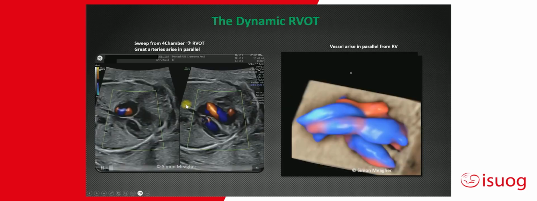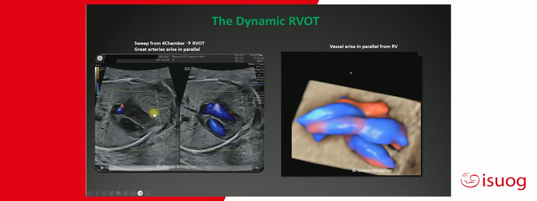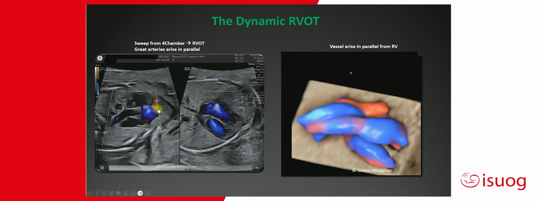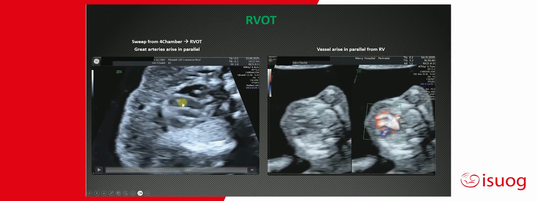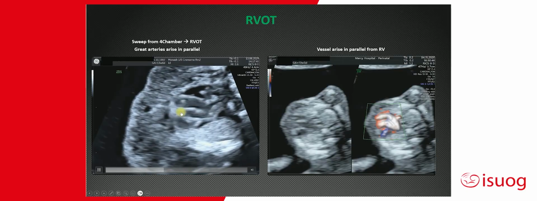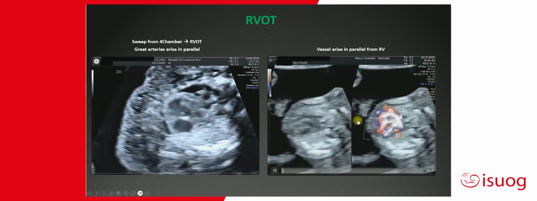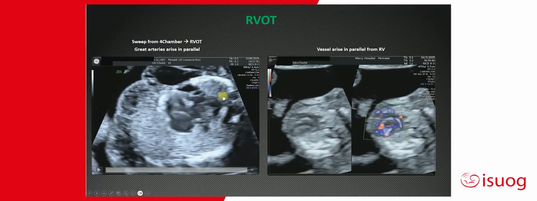In this one here, you sweep from a four-chamber view into a right ventricular outflow tract, and you see that the great arteries arise in parallel as you sweep. And demonstrating the same features on the right with STIC volume, you see the way they both come out of the right ventricle with no crossing over of the great arteries. And then you slow that down with the STIC volume, both of these coming out of the right ventricle in parallel. When you sweep, in this case, from a four-chamber to the right ventricular outflow tract, you see both arteries come out in parallel. And you can demonstrate this also on color Doppler in a fetus at 13 weeks of gestation with a double outlet right ventricle.